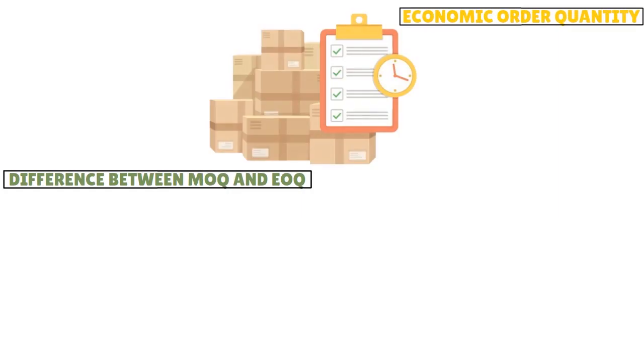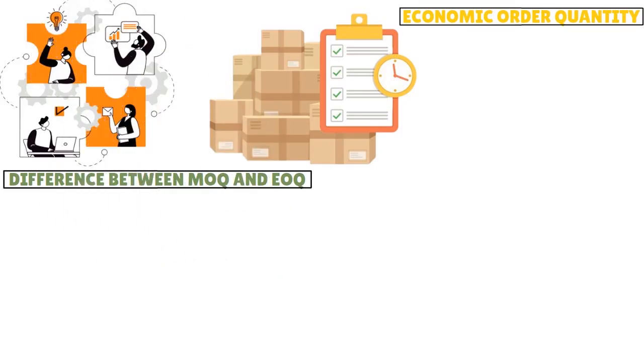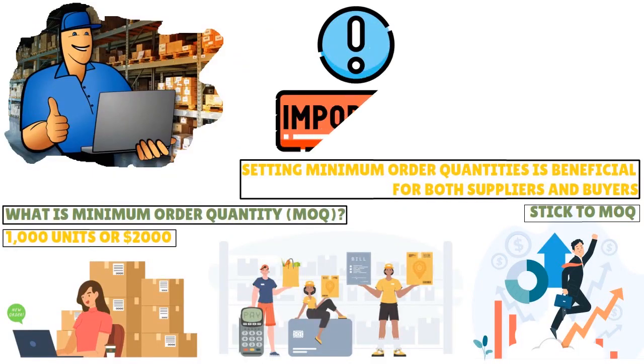There is a difference between MOQ and EOQ. When you think about EOQ, think about economic order quantity. Economic order quantity is essential for making informed purchasing decisions. While MOQ is dictated by your supplier's constraints, EOQ is determined by your business's need to balance cost and meet customer demand efficiently. So that's really important.